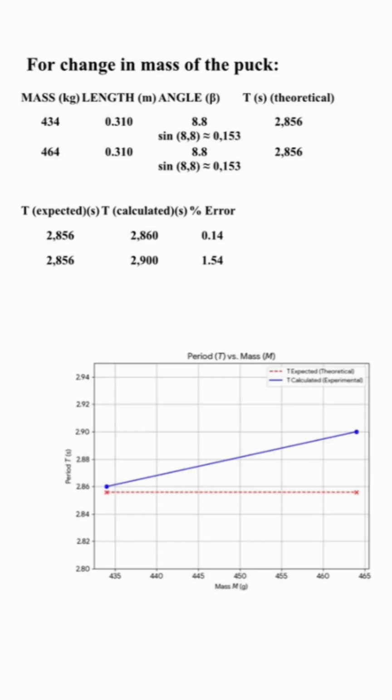Then I investigated the effect of mass. The T versus mass graph showed the period remained essentially constant for different masses. The result directly supports the theoretical prediction that the mass should not affect the oscillation period in this system. The slight variations in the measured values are again consistent with the experimental limitations, particularly timing inaccuracies and small changes in the initial displacement angle. However, these variations did not alter the overall physical conclusion.